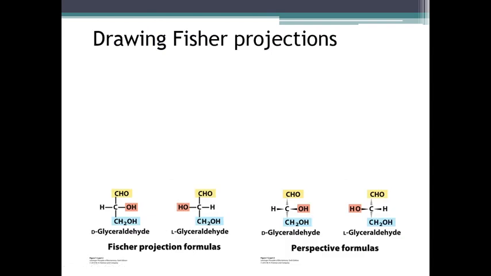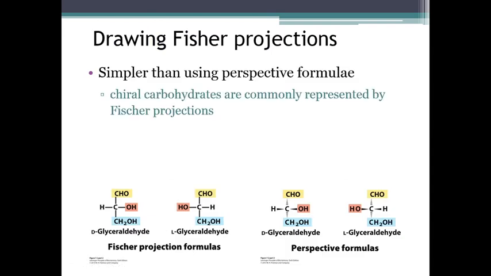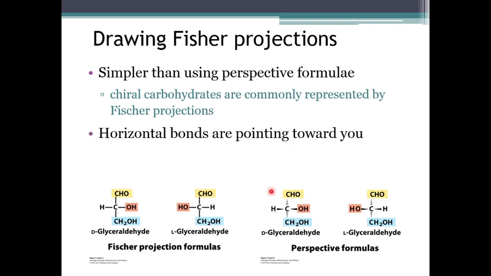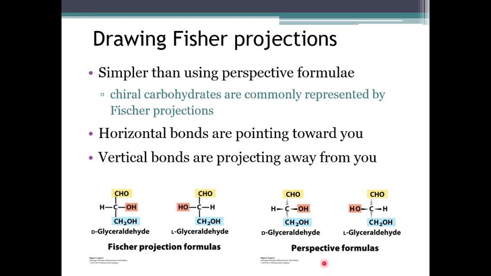How would you draw a Fischer projection? A Fischer projection is used because it's simpler than using a perspective formula. Chiral carbohydrates are commonly represented by Fischer projections. The horizontal lines that are shown here are pointing towards you. Now you can relate it to the perspective formula where you have this bond facing up. These are bold bonds. Horizontal means coming towards you, and vertical bonds are projecting away from you, as shown by these wedges.